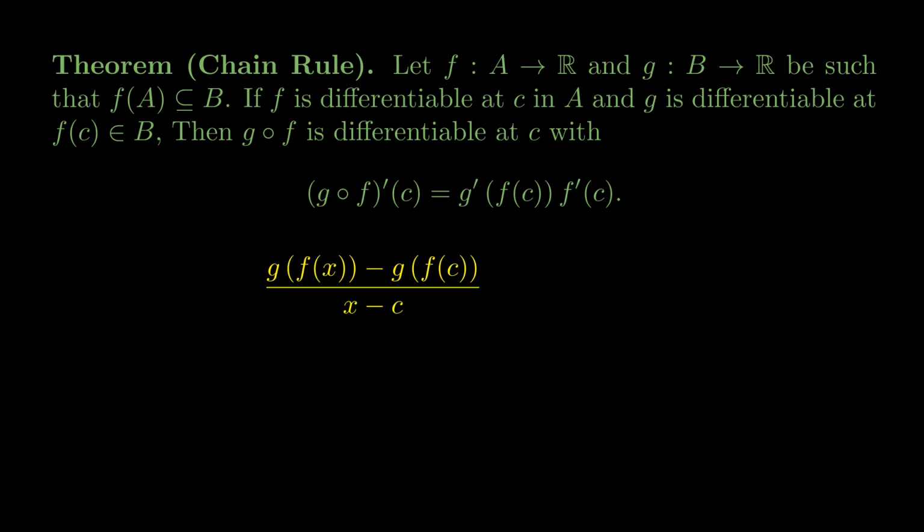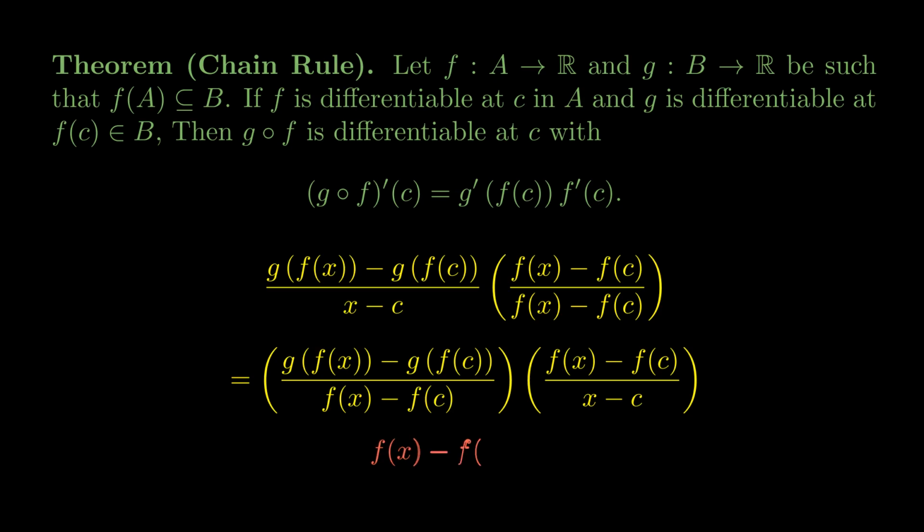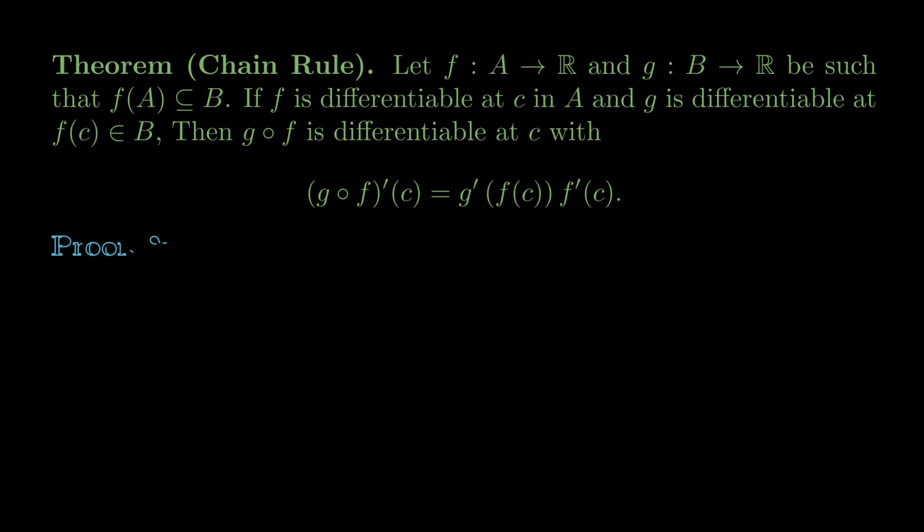We can write out the difference quotient for this composition expression, and a natural first intuition would be to multiply and divide by f of x minus f of c, so that we could split it up into two fractions like this, so that we could take the limit as x approaches c and recognize the first one as g prime at f of c and the second one as f prime of c. We're going to be a little bit more careful than this because this makes the unjustified assumption that f of x minus f of c is non-zero.